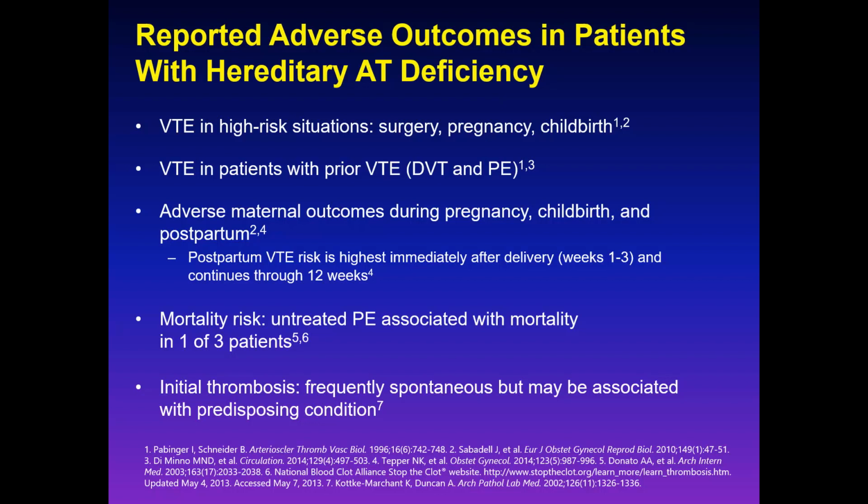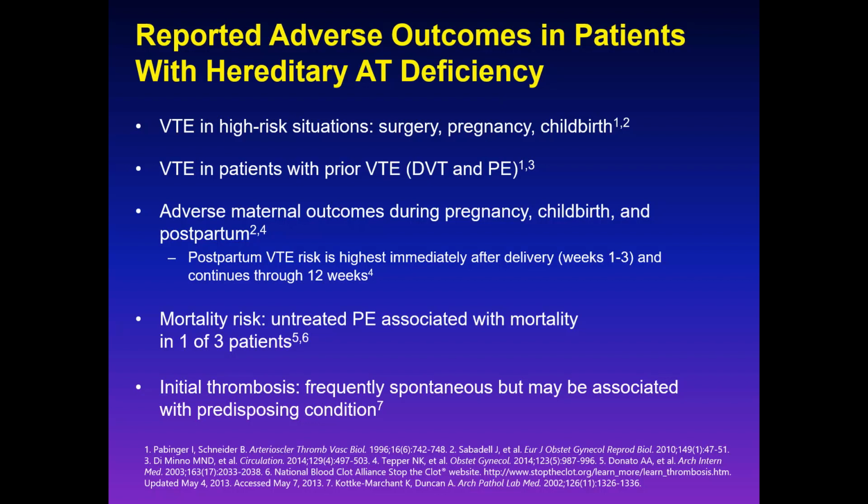As I mentioned before, adverse maternal outcomes during pregnancy, childbirth, and the postpartum period. And I showed you some nice data that says that risk goes on for at least 12 weeks in the postpartum period. And of course, there's an increased mortality risk in folks with hereditary antithrombin deficiency. Untreated PEs are associated with mortality in 1 of 3 patients. So there's really a need to recognize that not only is a PE serious and needs to be treated promptly, but in folks with hereditary antithrombin deficiency, their mortality is heightened.